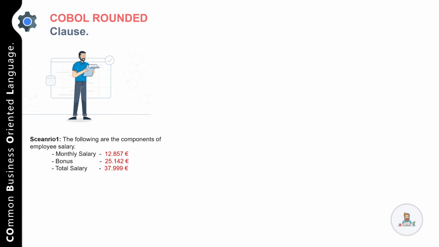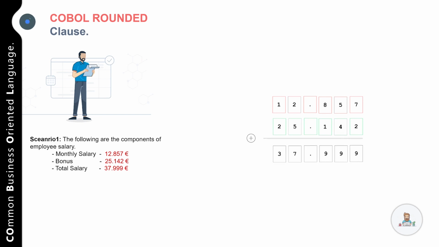So before discussing the syntax and how you can use a ROUNDED clause in your COBOL program, let's talk about a specific use case that will help you in understanding the importance of the ROUNDED clause. In the following scenario, we want to calculate the total salary of an employee that includes the monthly salary component and the bonus component. Let's calculate the total salary by adding these two components, and when you add them, the total salary of an employee would be 37.999 euros.